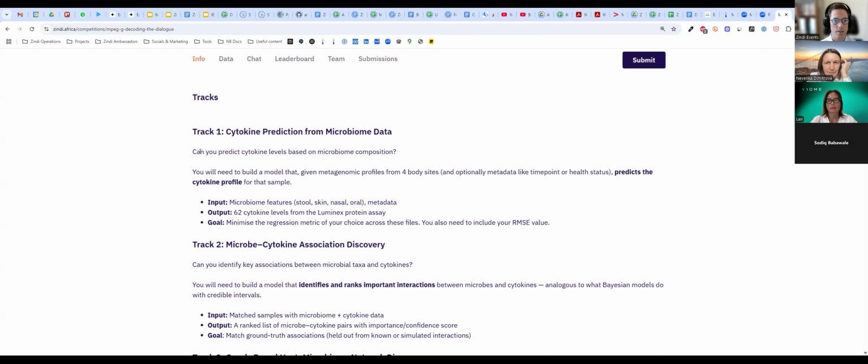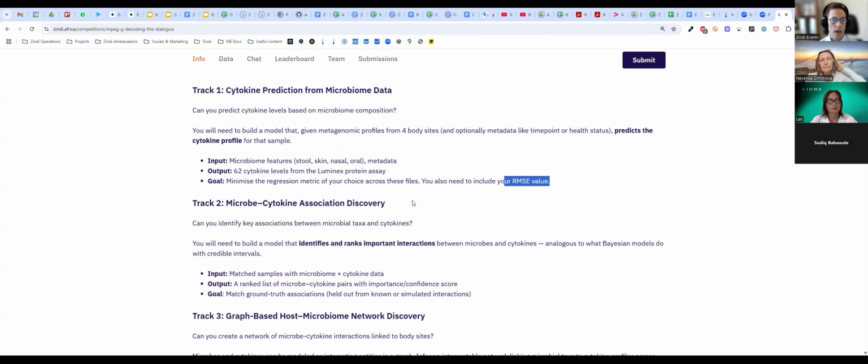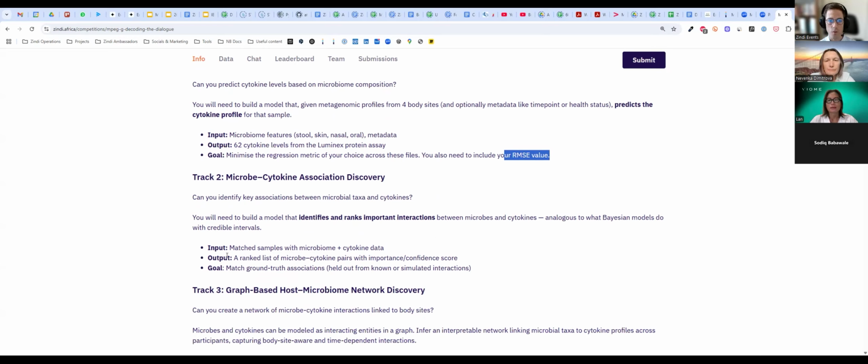Here we have the various tracks that you can participate in. The first track is cytokine level prediction from the microbiome data. As you can see, you are still required to do some model building. You just won't be making a submission to Zindi in terms of the predictions. We are still asking for machine learning techniques to be used. Using metagenomic profiles for body sites, you'll need to build a model to predict the cytokine profile for that scene. We've given some recommended inputs, expected output, and here you have the goal: minimize the regression metric of your choice across these files and include your RMSE. I'll talk a little bit more about what your submission should look like for all of these tracks once we've gone through the tracks.